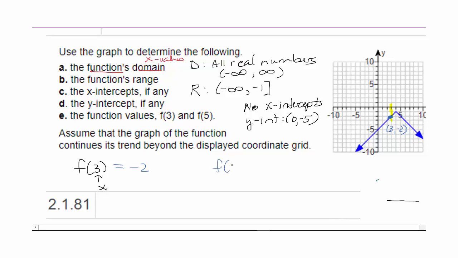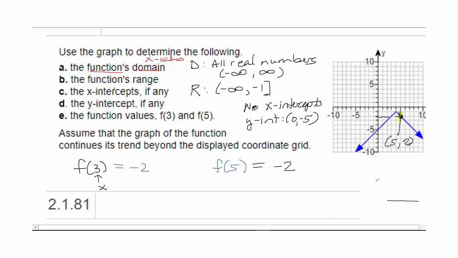And now let's find f of 5. That's another question in part E. All right, so I'm going to erase this stuff again. I'm going to go over to 5, go down here. We see that it does hit the graph. And it looks like when x is 5, the y-coordinate appears to also be negative 2. So the answer here is also negative 2.